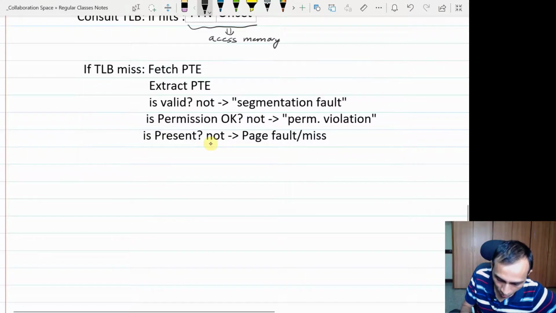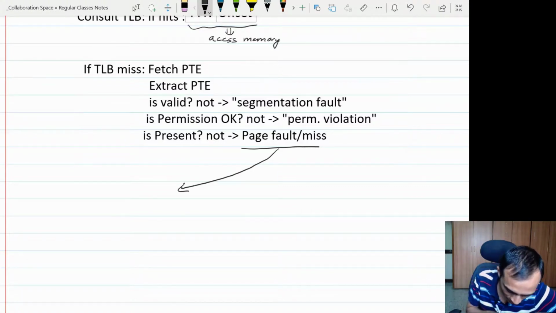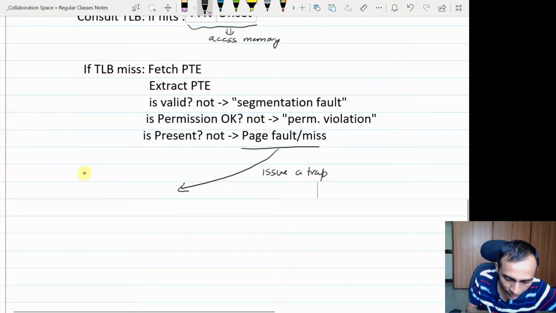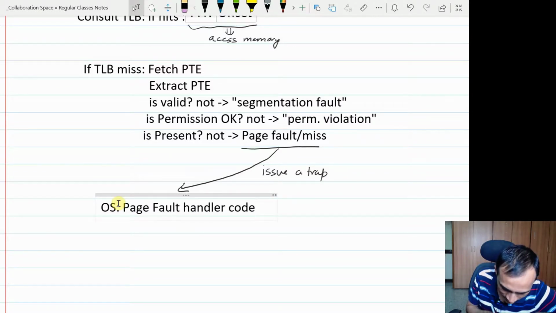Okay, so now the OS will come in. Whenever there is a page fault, the responsibility goes to the OS. The hardware will simply issue a trap, which should be handled by the OS. The trap will go to the page fault handler code, which will first, before fetching the new page, try to find whether there is a free physical frame available or not.